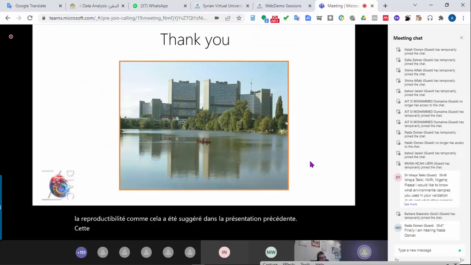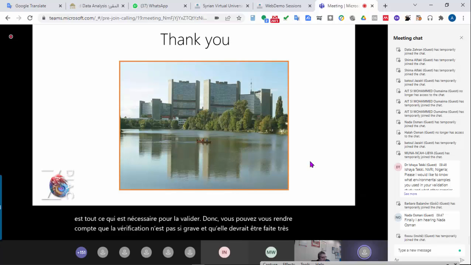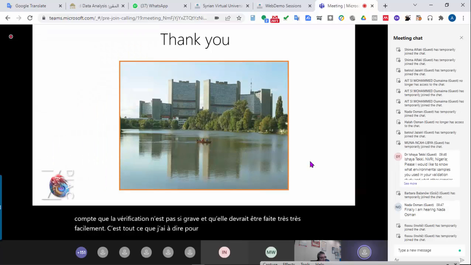So when you are doing a verification of some methods, please remember this presentation and remember what is all needed to validate it. Then you can realize that verification is not such a big deal, and it should be done very, very easily. That's all that I have to say for this training course. Thank you very much, and if you have any question, feel free to ask.